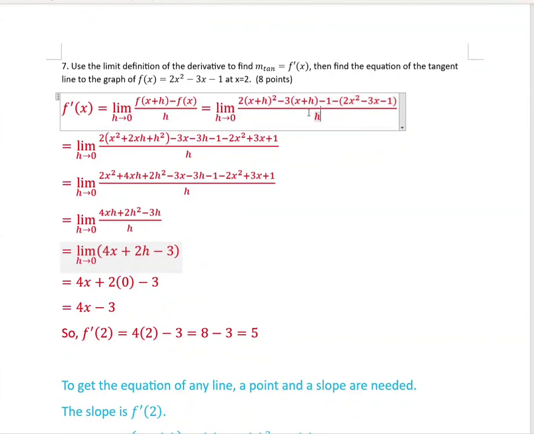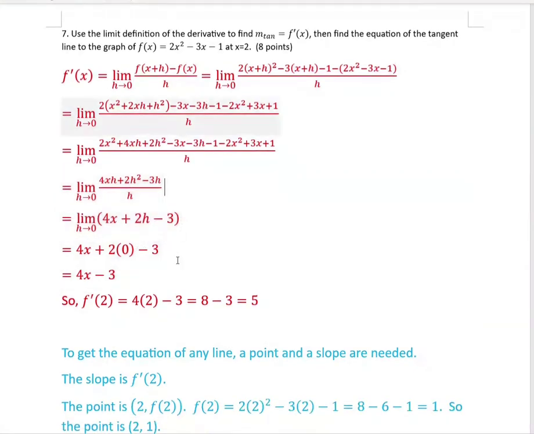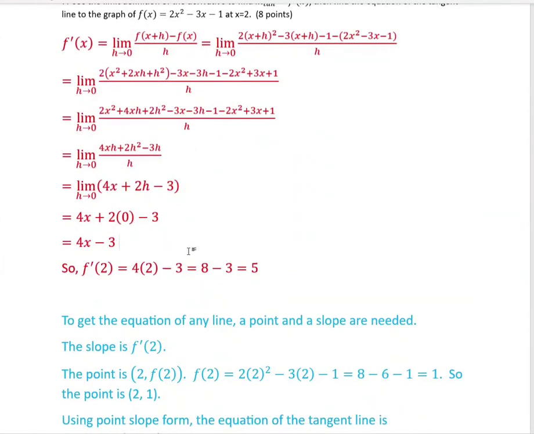The whole idea for this is you've got to simplify, so I'll let you go through the math. Basically, I expanded this and distributed later. I expanded this by distributing the minus 3, and this by distributing the negative 1. Things would cancel. You can pause the video if you like. The answer should be 4x minus 3. That's the derivative. So f prime of 2 is equal to 4 times 2 minus 3, which is 5.